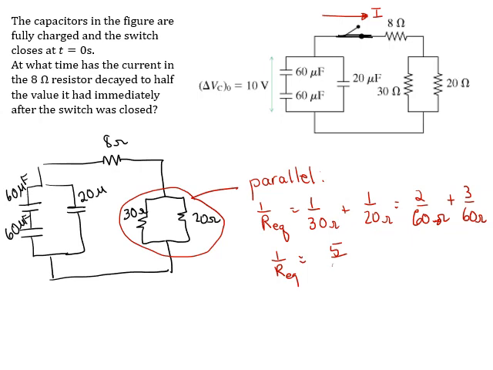So 1 over R equivalent is 5 over 60 ohms. Take the reciprocal of both sides. R equivalent is 60 ohms over 5, or 12 ohms.